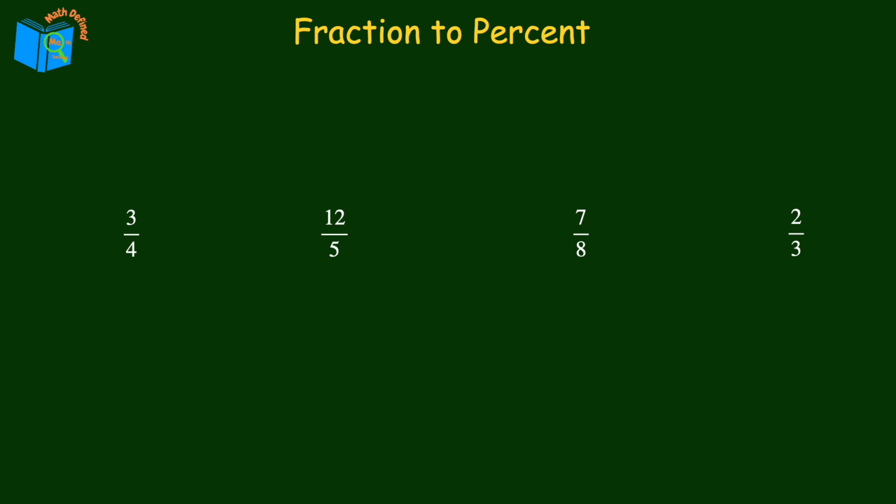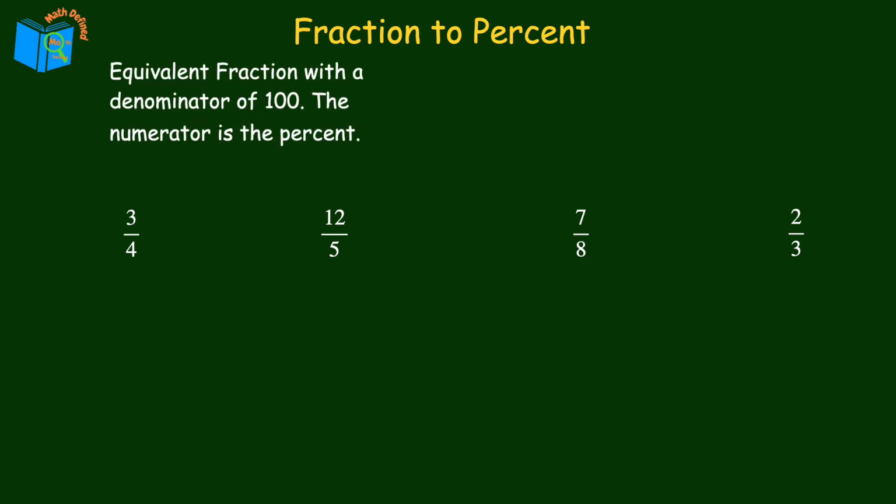Now let's convert a fraction to a percent. There are 2 strategies that you can choose from. The first strategy is to write an equivalent fraction with a denominator of 100. The numerator is the percent. This strategy works best when the denominators are factors of 100. We'll use this strategy for the first 2 fractions, starting with 3/4. 4 times 25 is 100, so we'll multiply 3 times 25 to get 75. The numerator is the percent, so 3/4 as a percent is 75%.